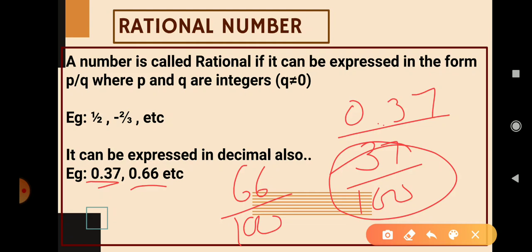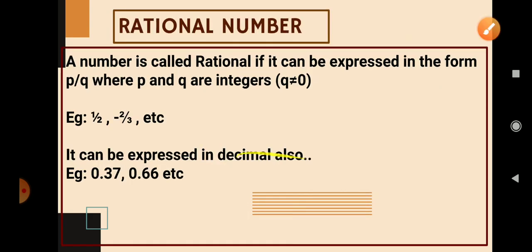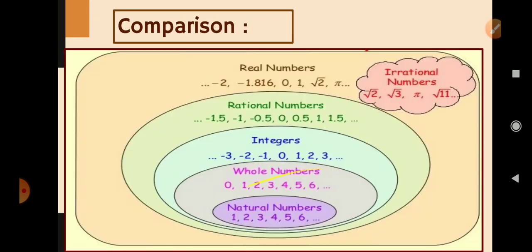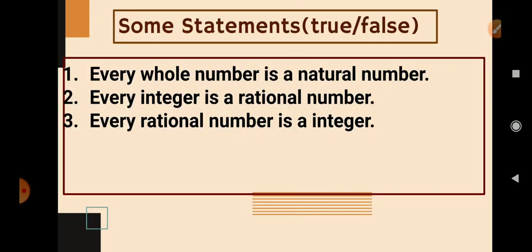So, understood the rational numbers? If it can be expressed in the form of p by q where p and q are integers and q is not equal to 0, for example 1 by 2, minus 2 by 3, etc. It can be expressed in decimals also, so 0.37, 0.66, etc. So I think till now we understood what are natural numbers, integers, whole numbers, like that.